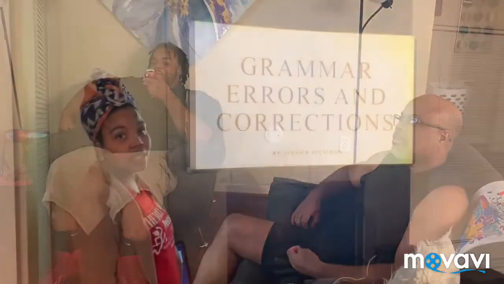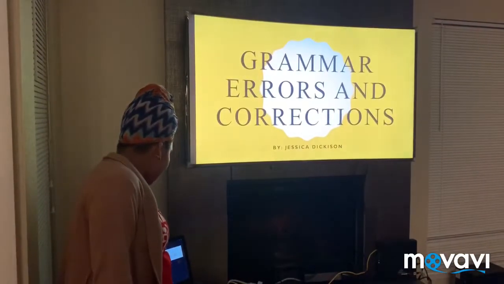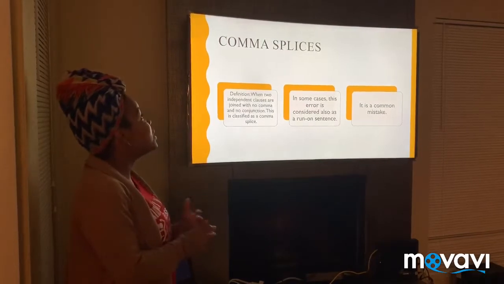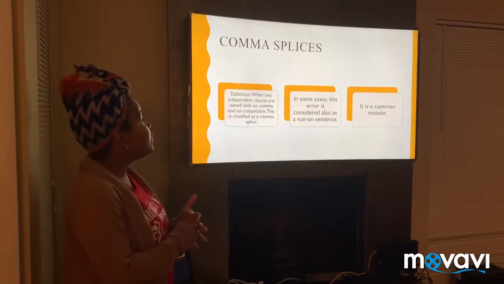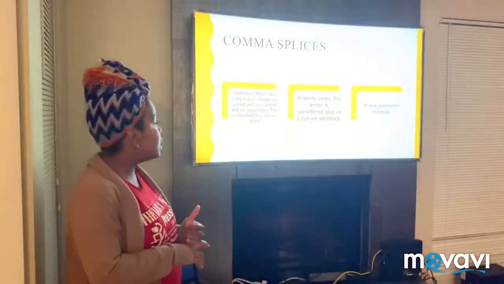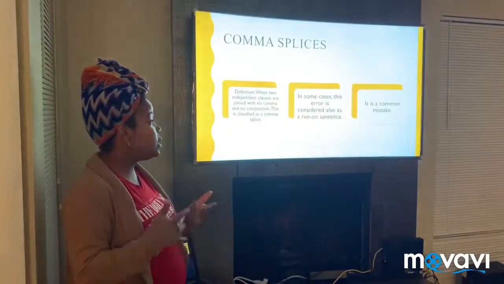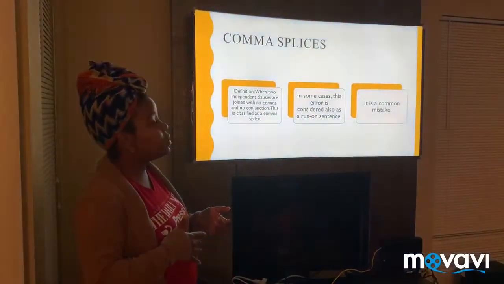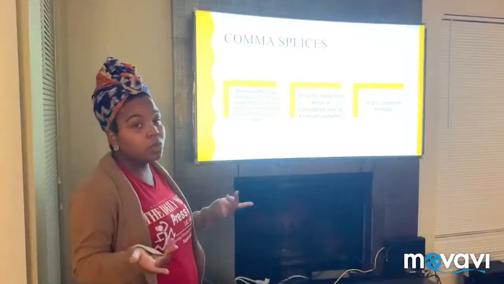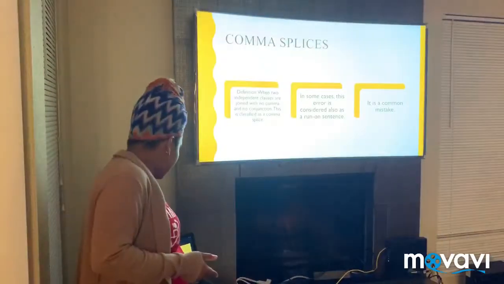My presentation today is over grammar errors and corrections. So today we're going to be talking about comma splices. The definition is when two independent clauses are joined with no comma and no conjunction. This is classified as a comma splice. In some cases, this error is also considered a run-on sentence. It is a common mistake, which most people don't realize that many people make when they're doing their essays.